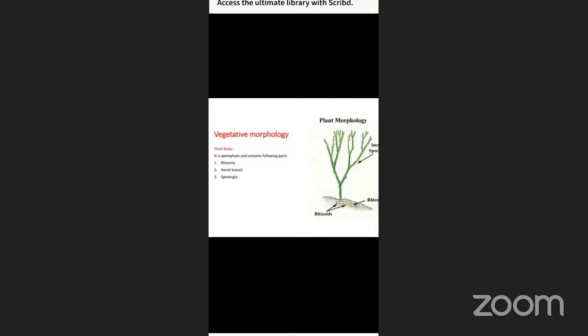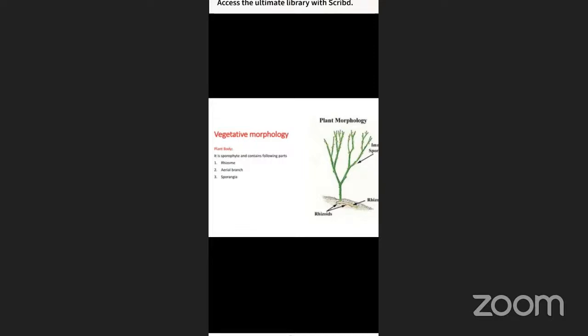And another one is the inner zone, which consists of thin-walled parenchyma. They have intercellular space also, which is the storage region, meaning starch deposits are there. The innermost cortex, the endodermis, is conspicuous, and they have Casparian strips also. So Casparian strips are present in this endodermis.